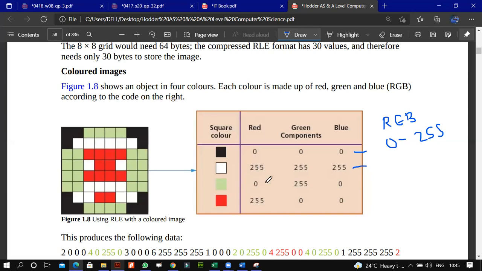Green ke liye kya hoga? RGB. Red is off, green is full on, and blue is off. Pure green. Red mein kya hoga? Red is on, green and blue are off. Blue mein kya hoga? Blue would be 0, 0, and 255. That's the way it's represented.